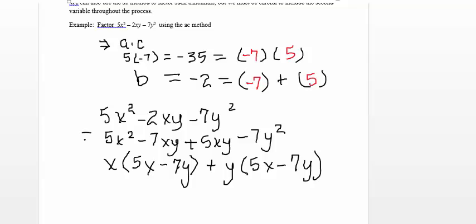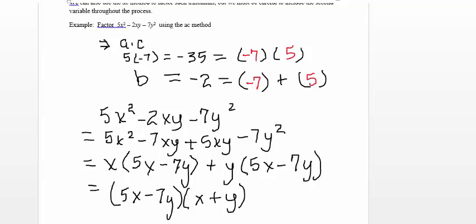So this factors into 5x minus 7y times x plus y. And that is my final result. So whatever variable or variables are on the original middle term of the polynomial you're factoring, that is the variable or variables that are on the two terms when you rewrite that middle term as two terms.